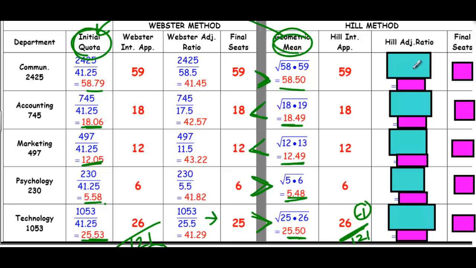Alright, for the adjusted ratio we always take the class size divided by, in this case, since we need to take away a seat, the square root of 59 times 58. So class size divided by the square root of initial times initial minus 1, minus 1 because we need to subtract a seat here. The next one, we've got class size 745, and we will be dividing it by the square root of 18 times the one below it, 17.